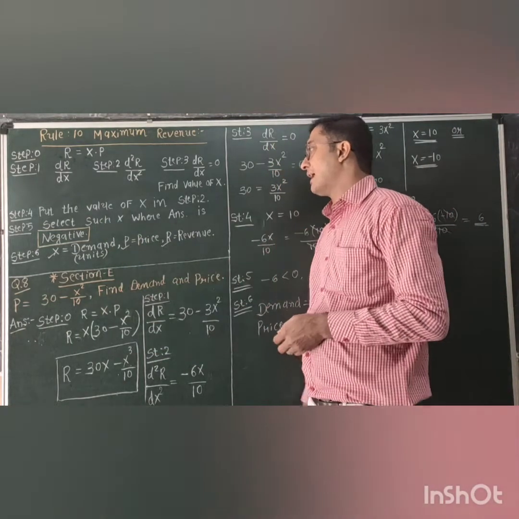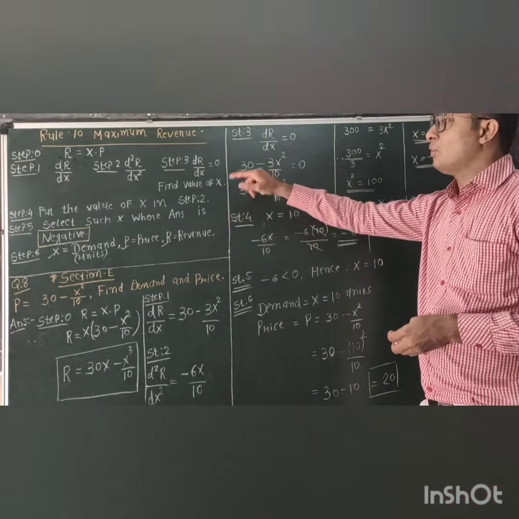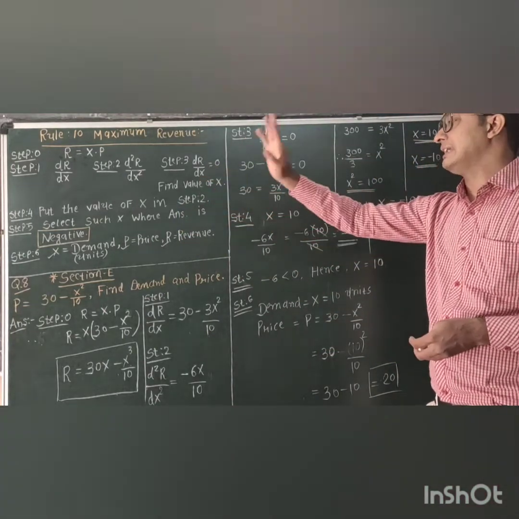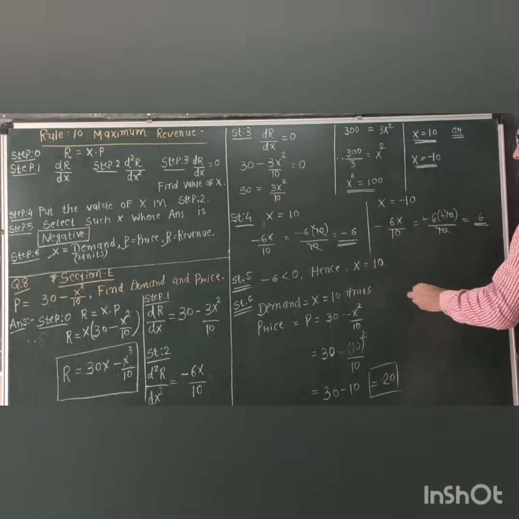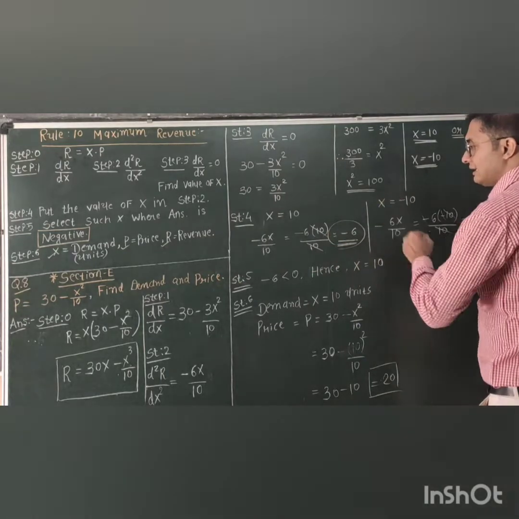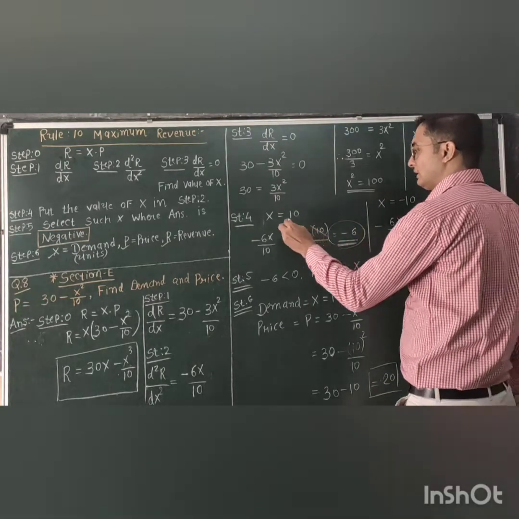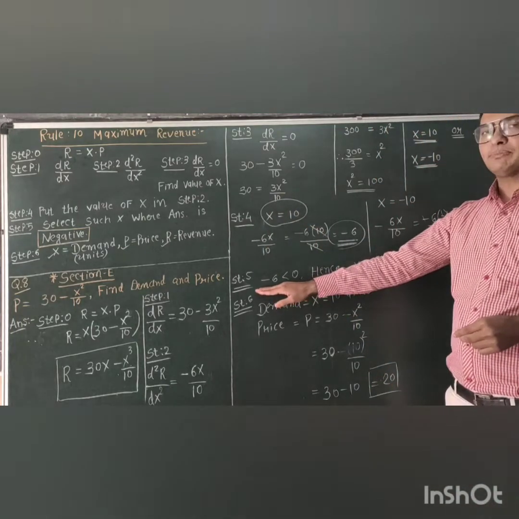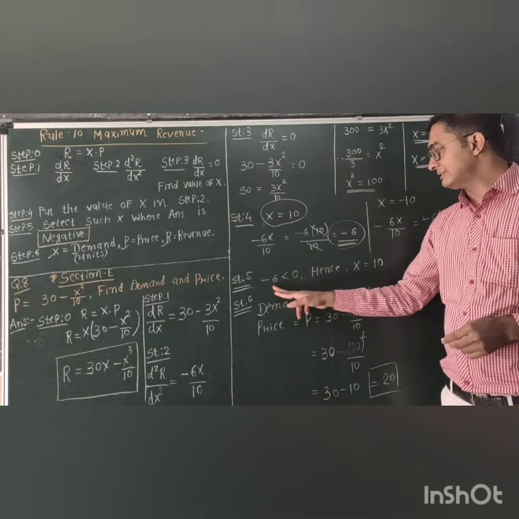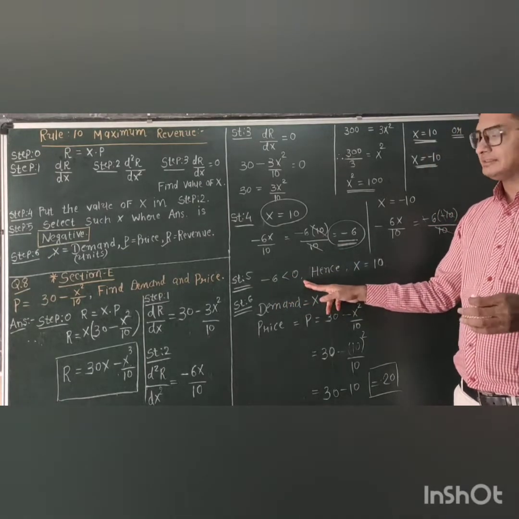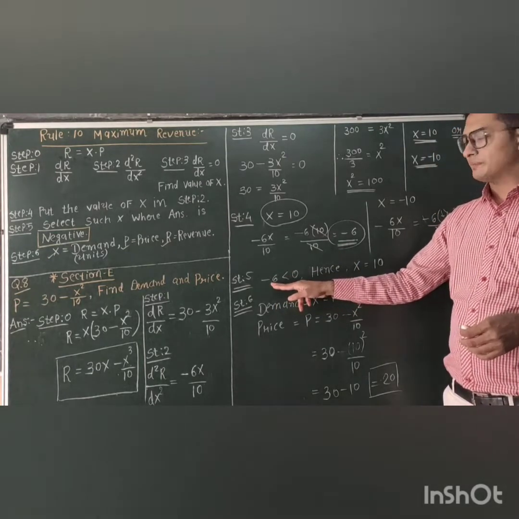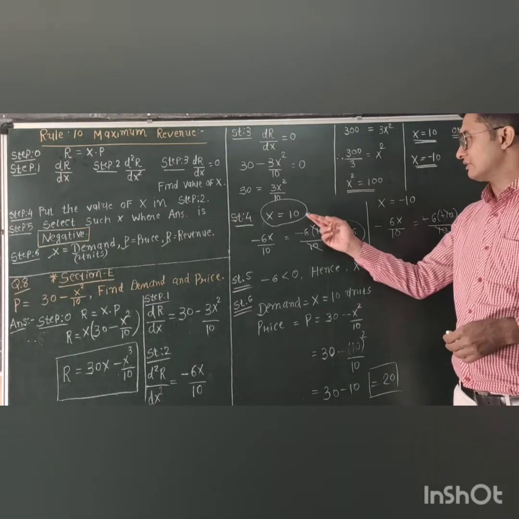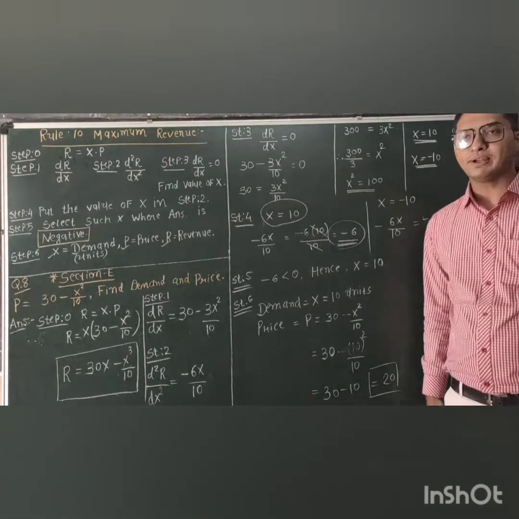Now in step number 5, select such x where the answer is negative. Here the answer is negative over here, and that's why we have to select x is equals to 10. That is in step number 5, minus 6 less than 0 means it is in negative form, and hence x is equals to 10. This is step 5.